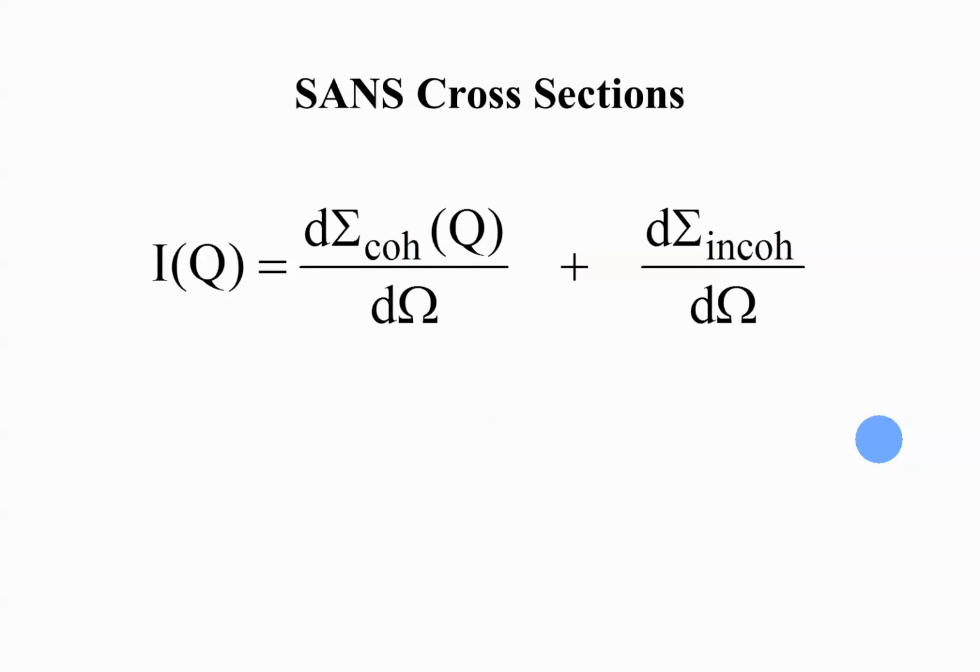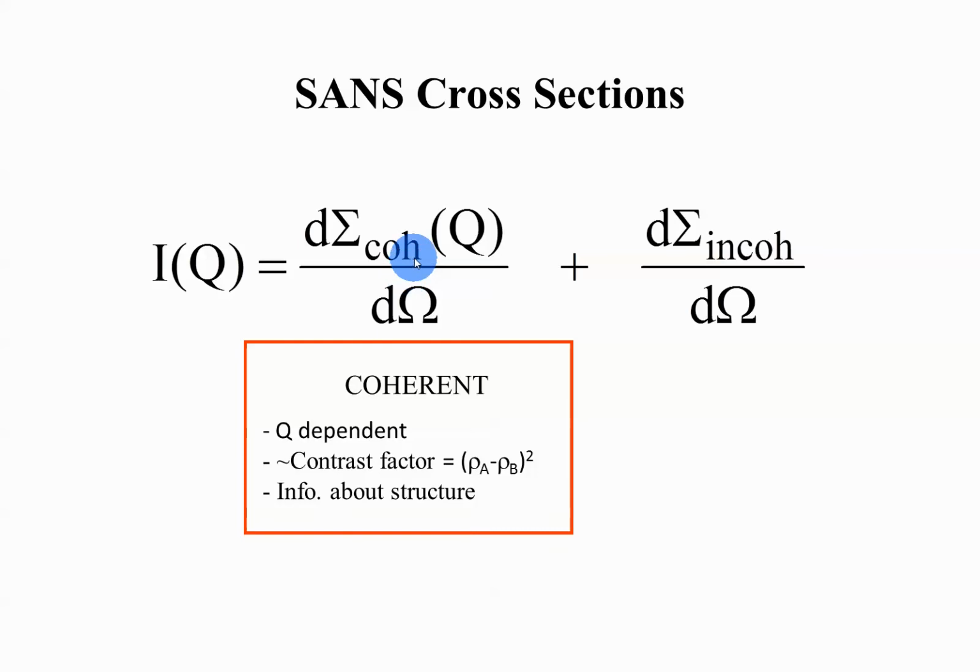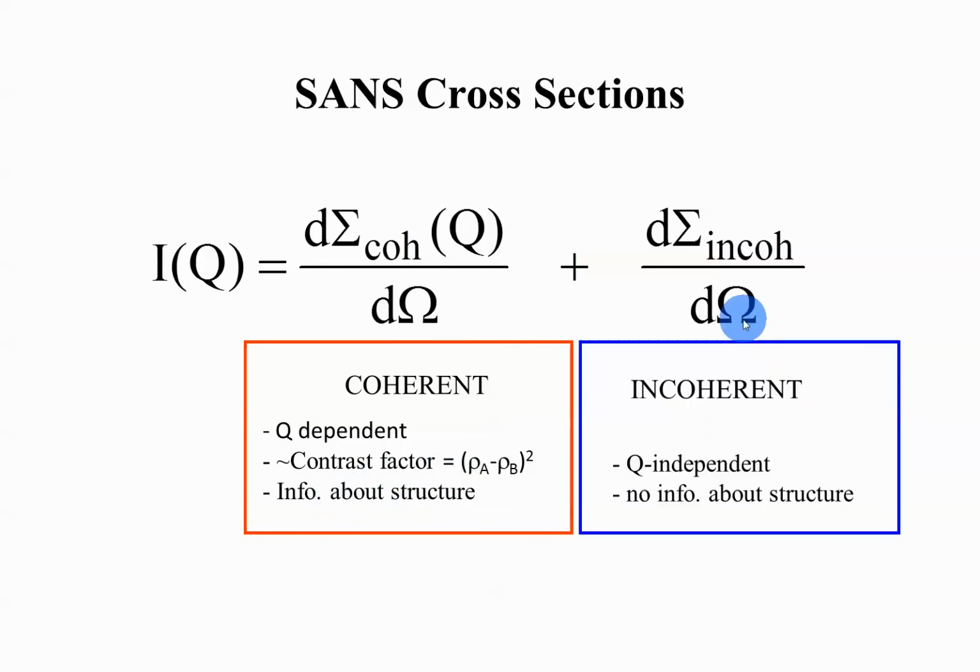So the SANS cross-section. The scattering intensity has 2 contributions. One is called coherent. It's Q-dependent. It's proportional to the contrast factor. It has information about the structure. And one is independent of Q, called incoherent, scattering mostly from hydrogen atoms. There's no information about structure, just the density of the sample. The coherent part is the signal. The incoherent part is the noise. We want to minimize noise, maximize signal. In other words, we want to minimize the amount of hydrogen in the sample.